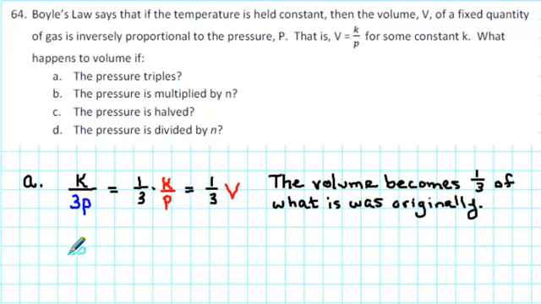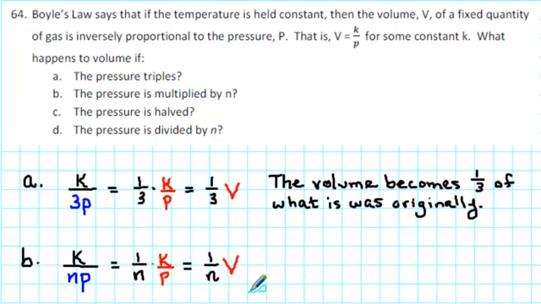For part B, we want to determine what happens to the volume if the pressure is multiplied by N. We're going to do this the same as we did for part A, but instead of substituting 3P for P, we'll substitute NP for P. We get K over NP, but K over NP is the same as 1 over N times K over P. We recall that K over P is the original volume, so we substitute V for K over P. So we see that when the pressure is multiplied by N, the volume becomes 1 over N of what it was originally.